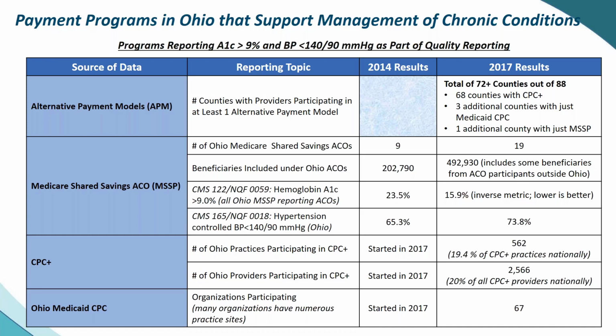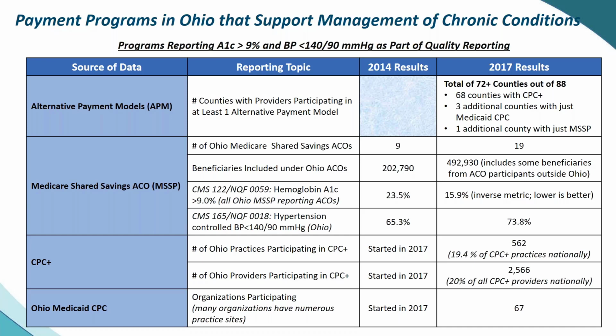The results of providers who are working on shared savings is that their A1C totals have gone down. About a quarter of their patients were out of control, whereas now, at the end of 4 years, only 16% are out of control. Very, very good statistics. The same is true with hypertension. They have much better control over it. 65% of the patients were well controlled in 2014, and that's now up almost to 74%.